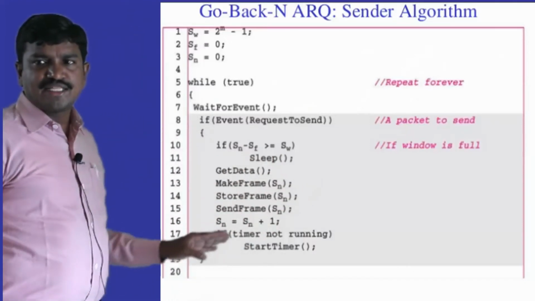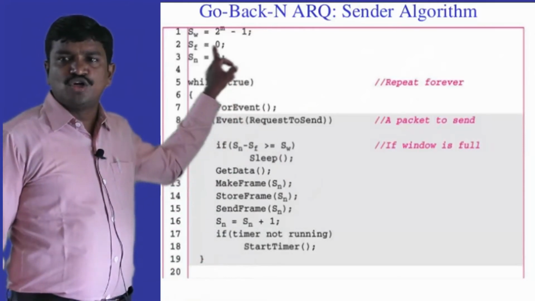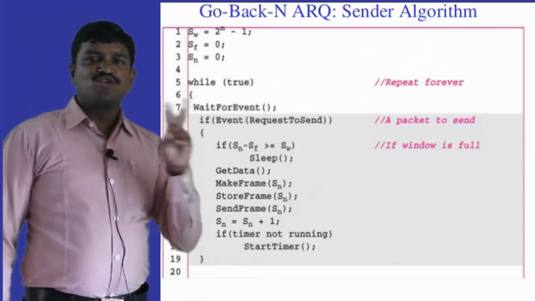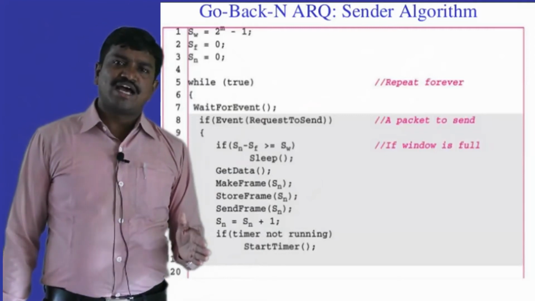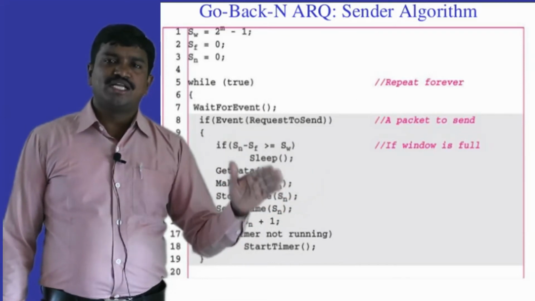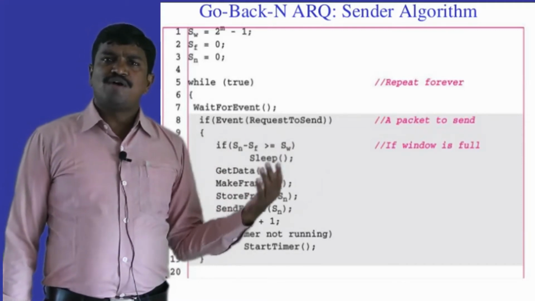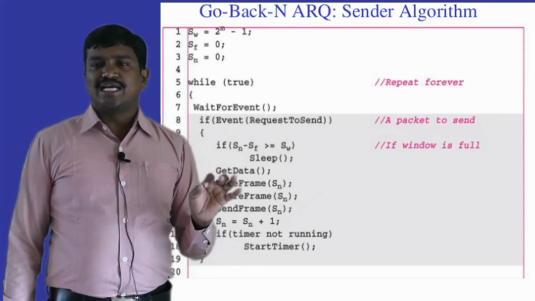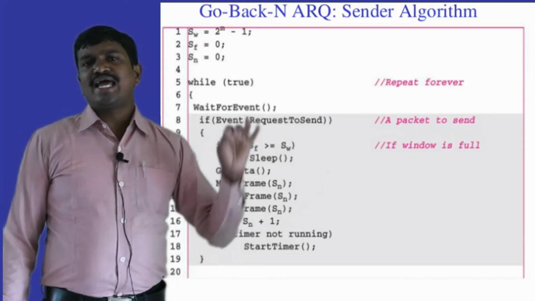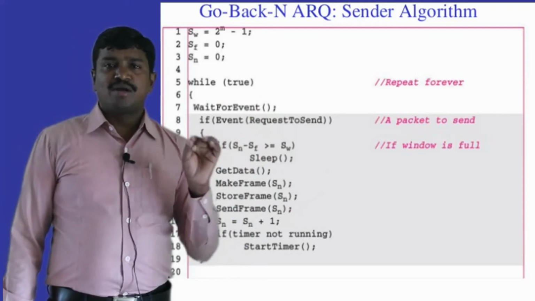So here is the algorithm at the sender side in Go Back N ARQ. The sender will make use of all these things, like the window size. Window size is set to 2 power m minus 1, where m is the number of bits assigned to the sequence number. If you have 3 bits, the window size is 2 power 3 minus 1, that is 7. If you have 4 bits for sequence numbers, you have 2 power 4 minus 1. This way the window size is calculated at the sender side. Always the window size at the sender is 2 power m minus 1, where m indicates the number of bits reserved for the sequence numbers.